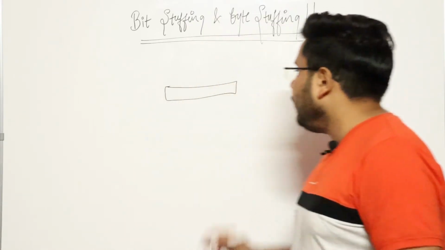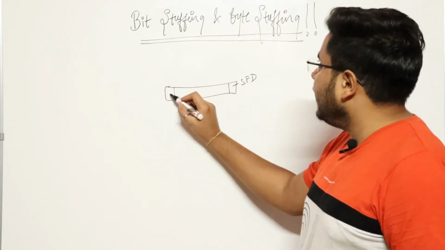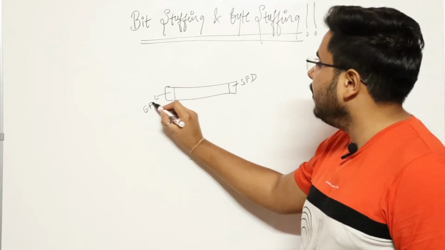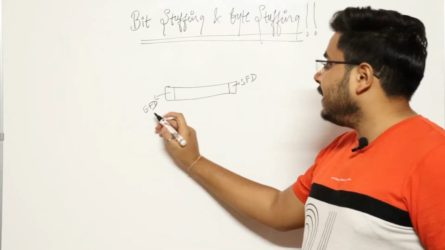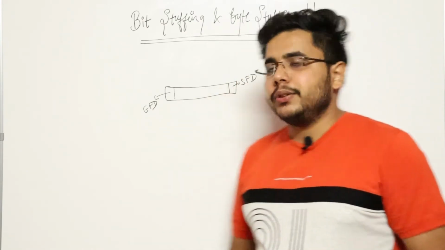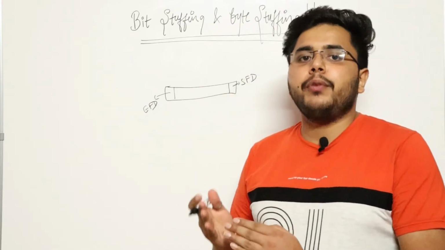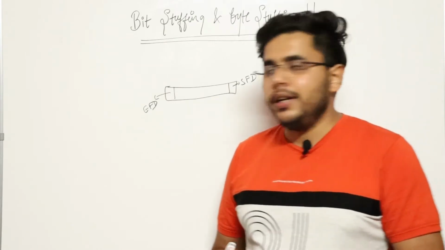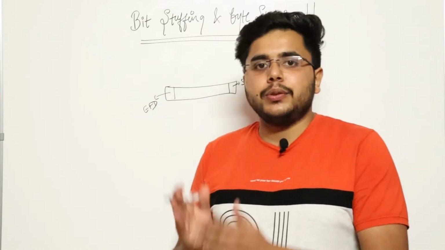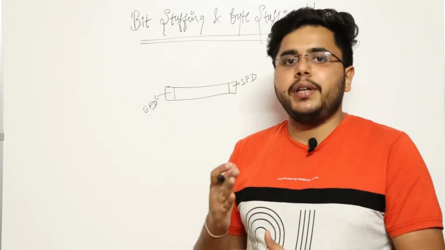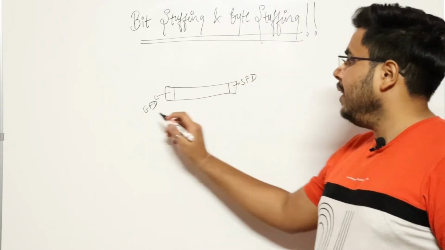So we have two things here. One is SFD and the other is EFD. SFD stands for start of frame delimiter and EFD stands for end of frame delimiter. SFD notifies a host from what point it has to start reading a particular packet, and EFD tells it till what point it has to read. So the host comes to know the range of data to be read with the help of SFD and EFD.